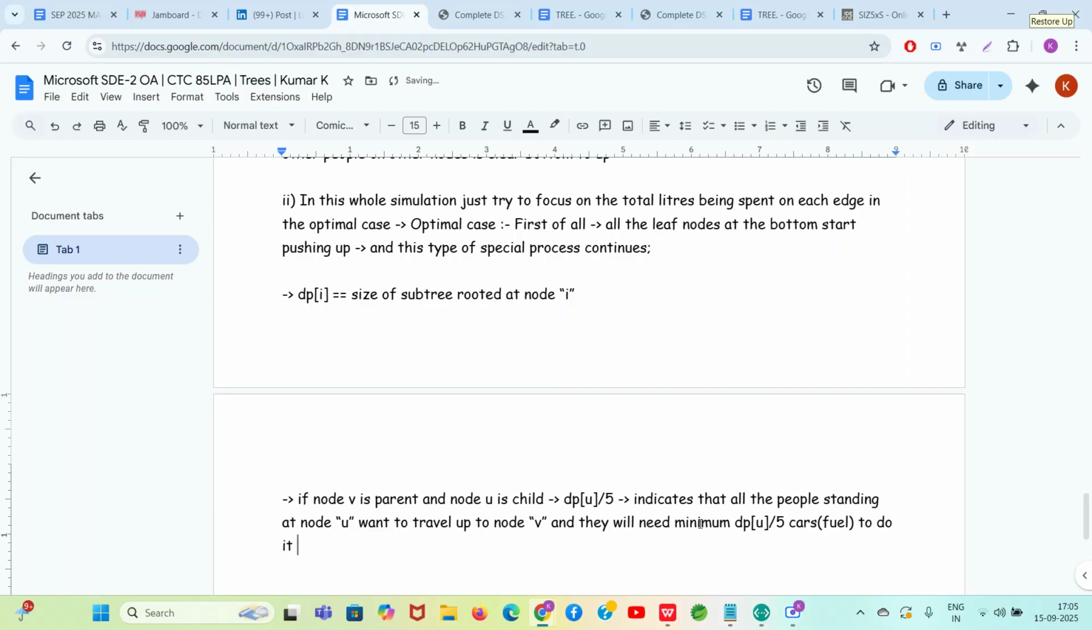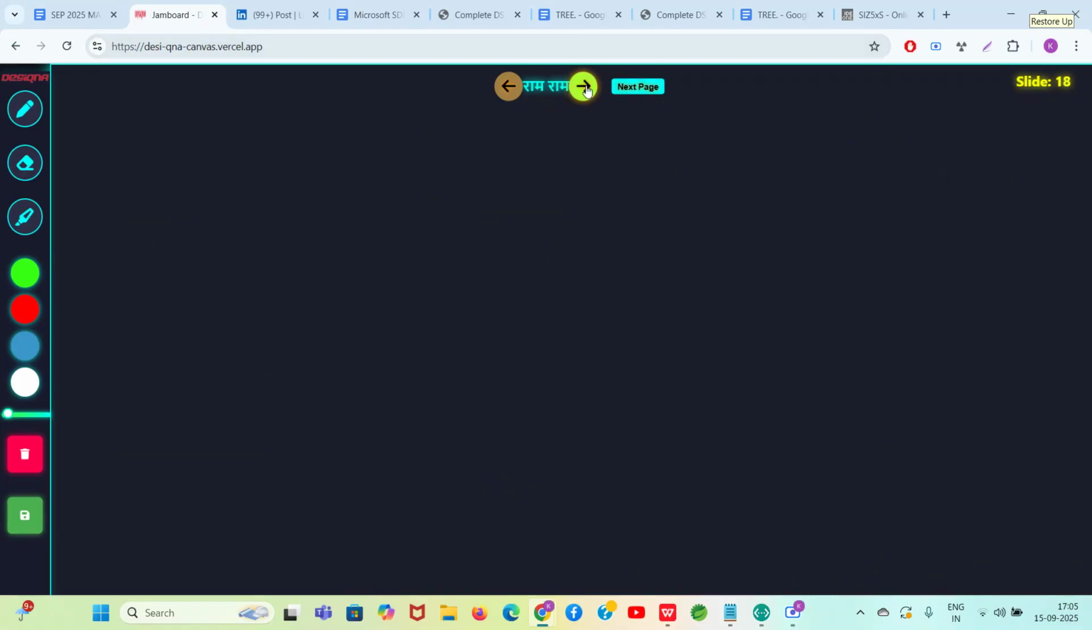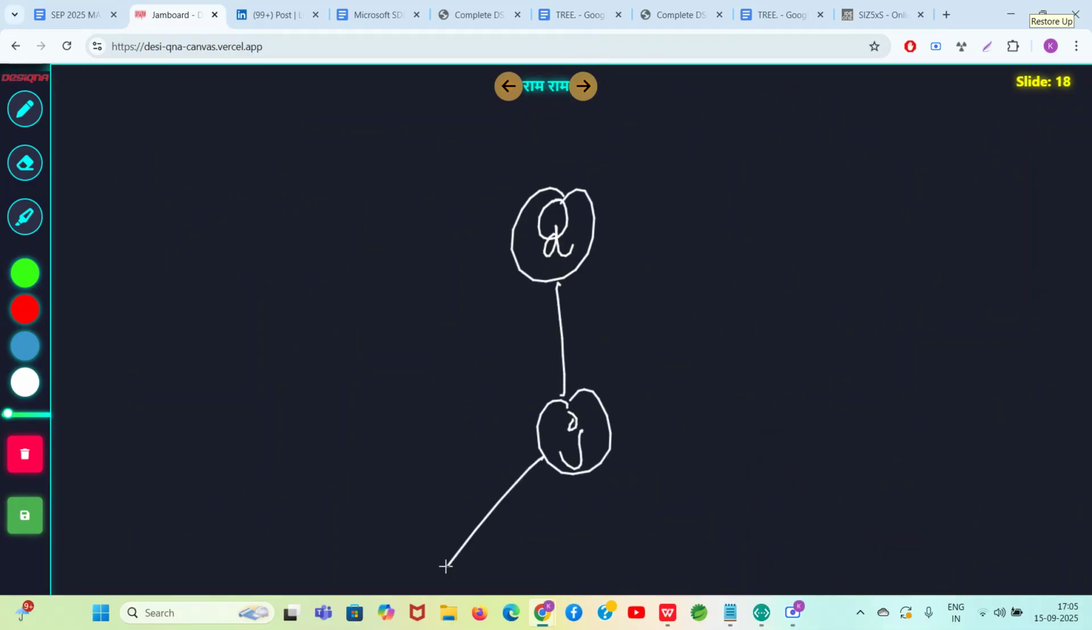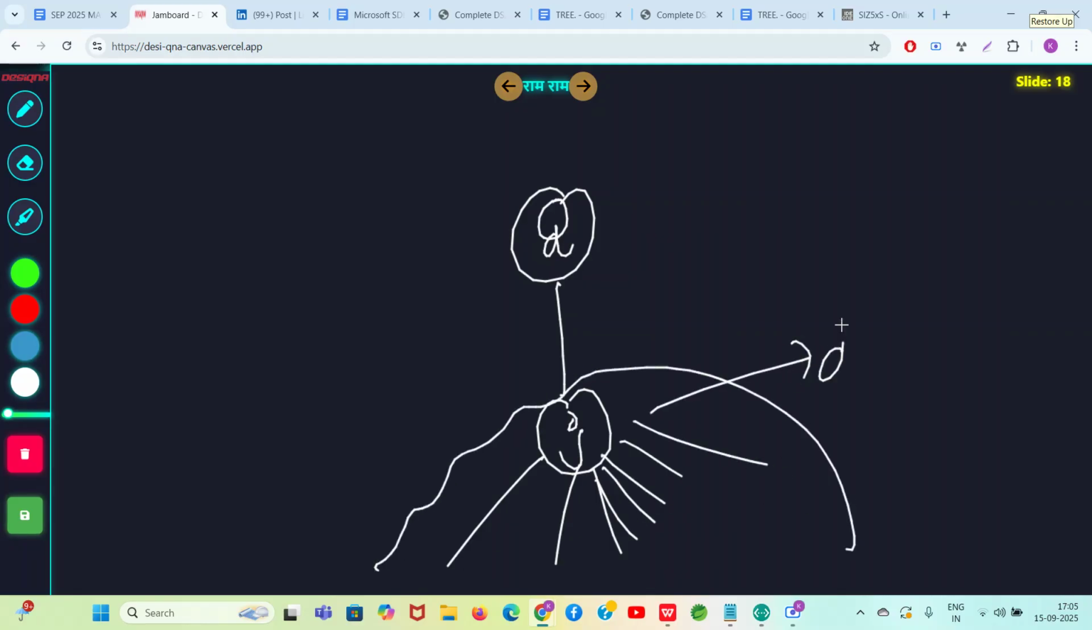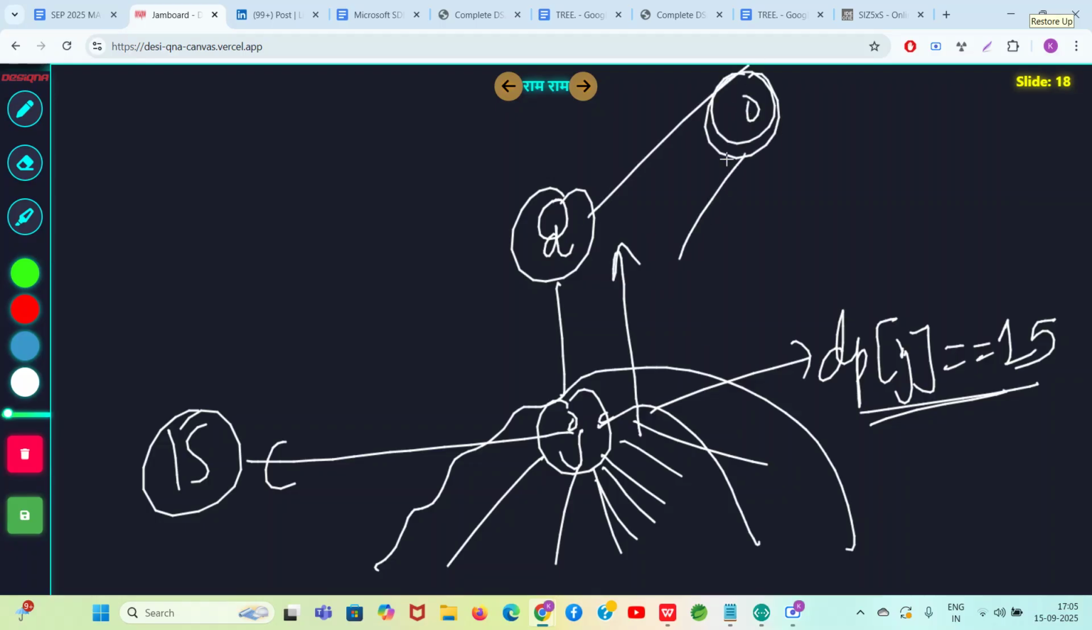So guys, at each node, if you calculate DP of U by 5, let's say this is node I and this is node J, and there were many things below. Let's say DP of J is, let's say, 15. It means a total of 15 guys are there. So all the 15 guys have come here and now they are standing here. You know that all of them have to go up, right? Because node number 0 is at the root. So all have to go up.